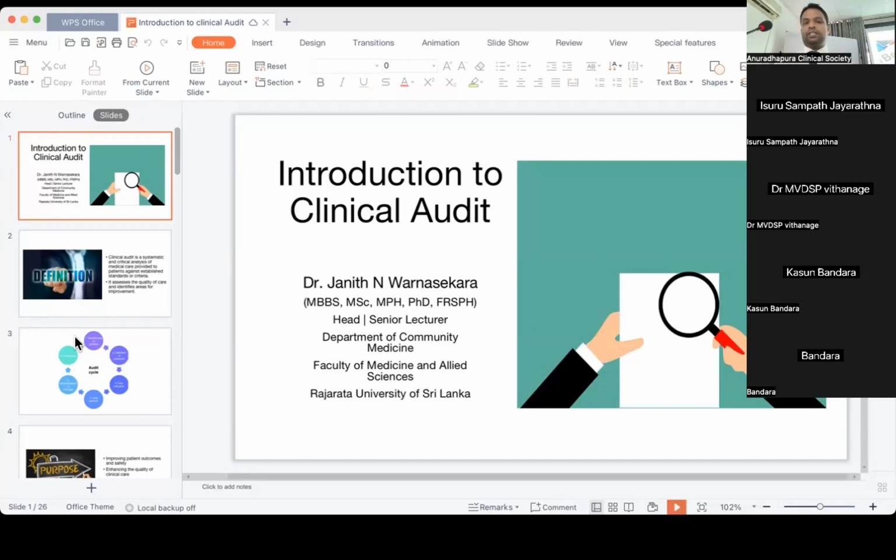What are the benefits? Again, same like this: improved patient safety and outcomes, increased efficiency and effectiveness of healthcare practices, enhanced healthcare professionals' accountability, promoting a culture of continuous learning and improvement, encouraging evidence-based decision making. So all these are benefits. But my objective is not to describe these benefits or purpose. It is to give you an overview and to make you aware that you can do this, and this is a simple thing.